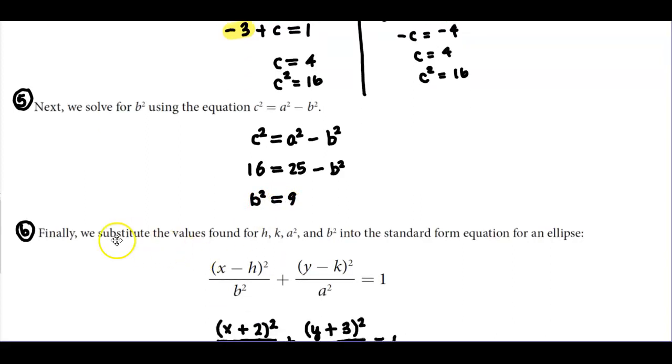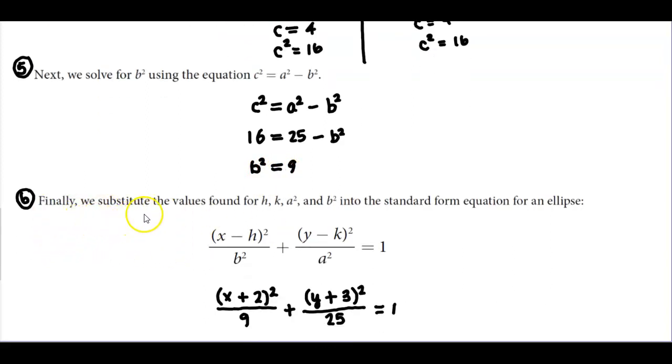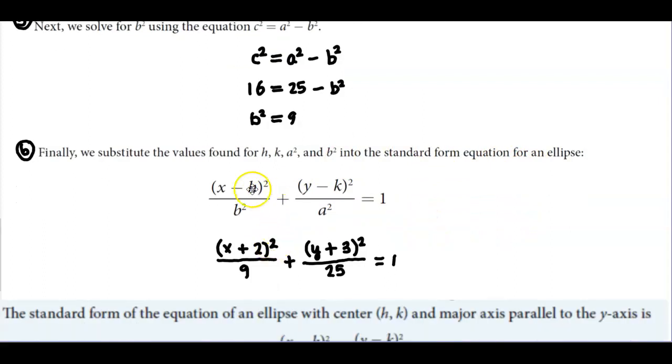And so now, in step number 6, we can substitute all the values that we found for h, k, a squared, and b squared into the standard form equation for the ellipse. So it's going to be x minus negative 2, which is (x plus 2) squared, divided by b squared, which is 9, plus y minus negative 3, which is (y plus 3) squared, over a squared, which is 25, which is equal to 1.